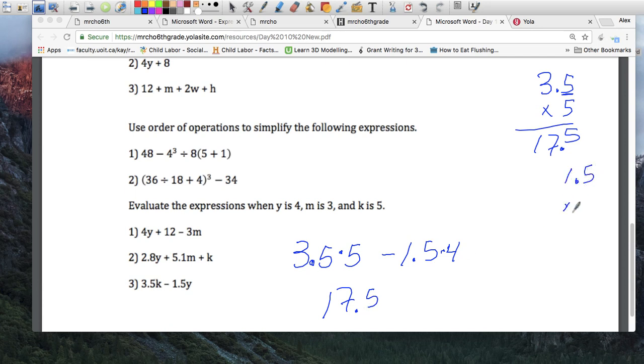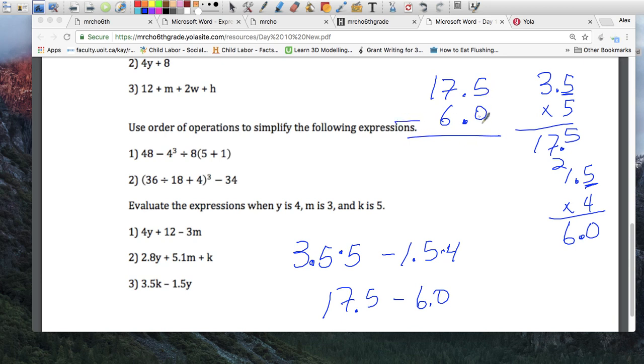1.5 times 4. 4 times 5 is 20, carry the 2. 4 times 1 is 4, plus 2 is 6. Not 60. We've got to adjust this because it has 1 decimal place, so my answer should have 1, and that becomes 6.0. So 17.5 minus 6.0. Line up your decimals and subtract: 5 minus 0 is 5, 7 minus 6 is 1, and you get 11.5. Final answer, 11.5. Okay, and that is day 10.